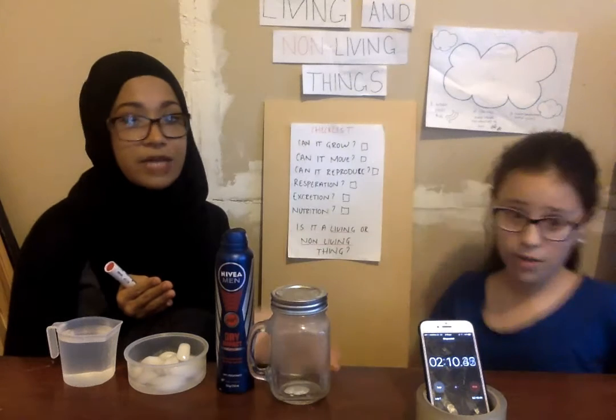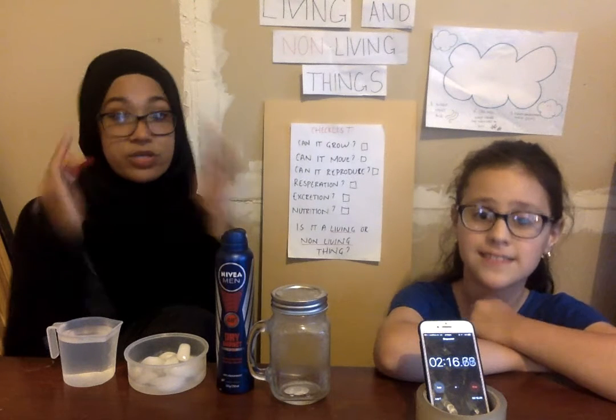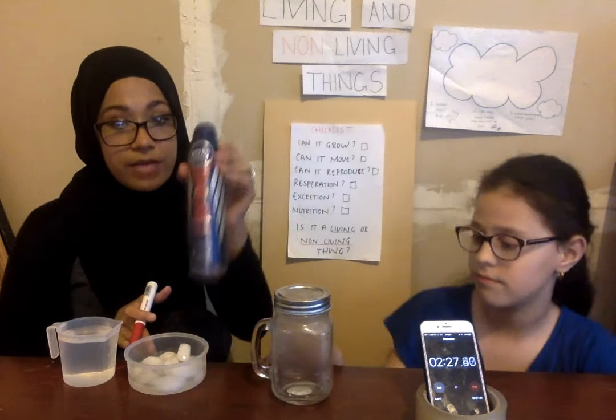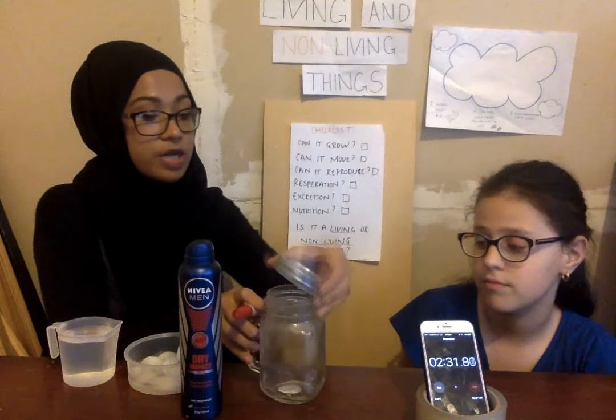When we see our cloud in front of us, we're going to use our checklist to tick off whether or not the cloud has these things. So we're going to use our senses, we're going to use our eyes, to see whether or not our cloud is a living or a non-living thing. In front of me, I've got some hot water, some ice, an aerosol can spray, and my jar with the lid on it.